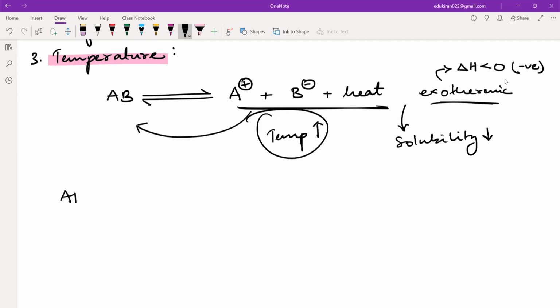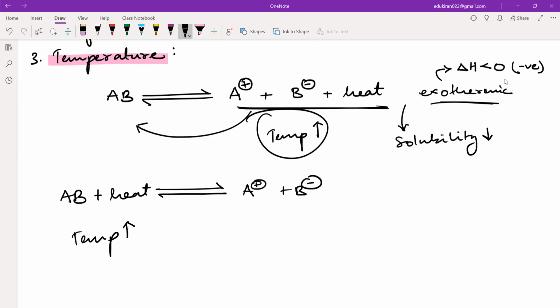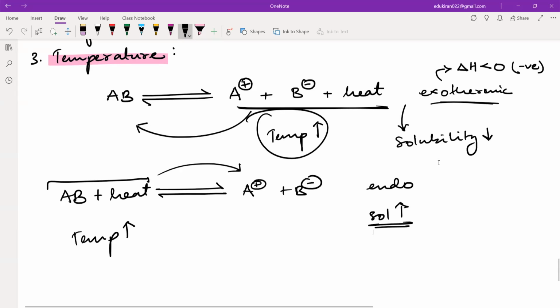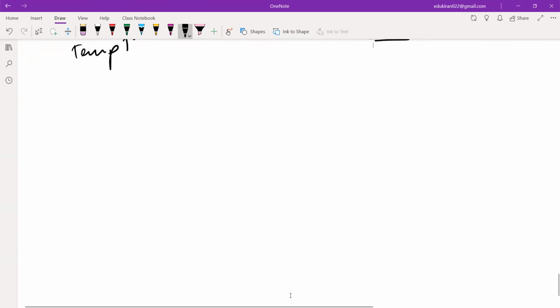Similarly, if we take the opposite case, AB plus heat is needed to dissolve something, and then we get A plus and B negative. In this case, when I increase the temperature, I am increasing one of the reactants, and this will favor the dissolution, right? So if it is endothermic, then the solubility will increase. So the effect of temperature depends on the enthalpy of dissolution.